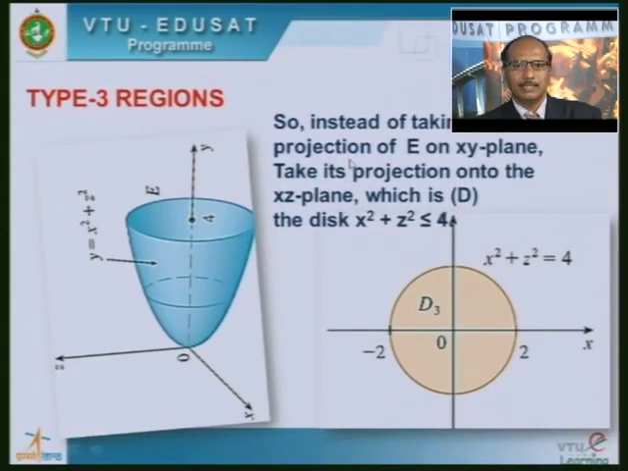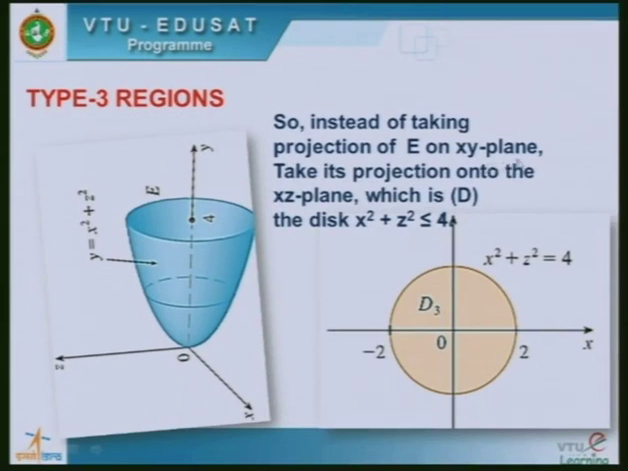instead of taking the projection of E on the xy plane, take its projection on the xz plane. There is a choice of projection; we always take it on the xy plane, but we can also take the projection of the solid on another plane, where the region becomes a circle. So we can change to polar coordinates very easily and integrate it.